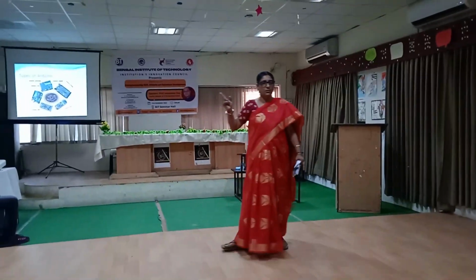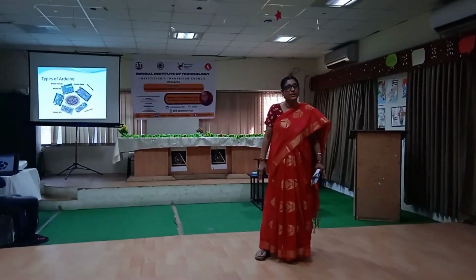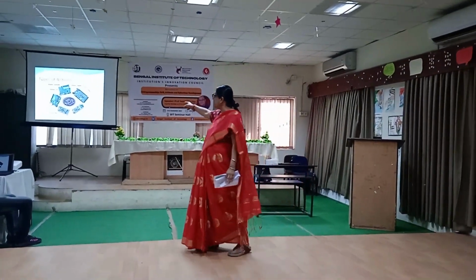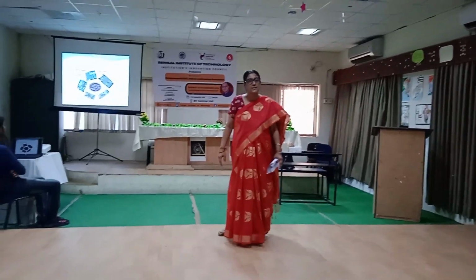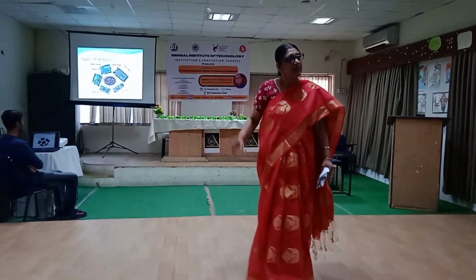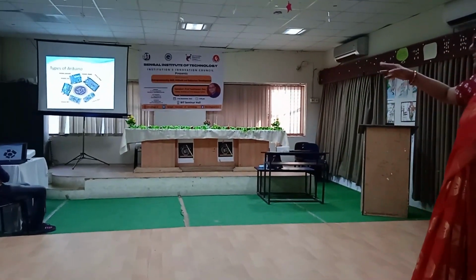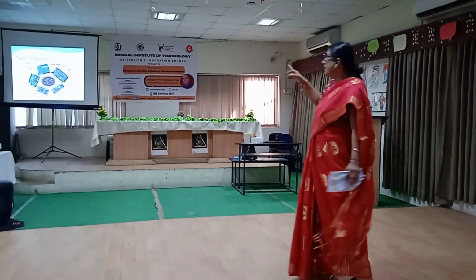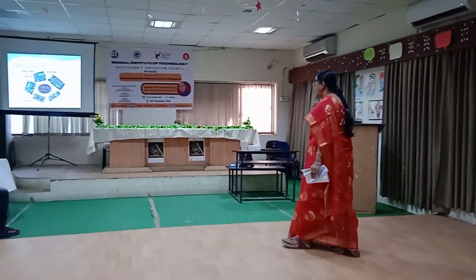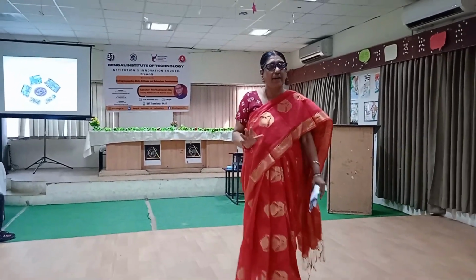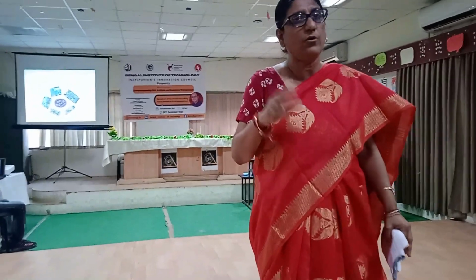Okay, next slide please. So, types of Arduino. What types is Arduino having? See, 1, 2, 3, 4, 5, and one in between. How many types? 6. So what are they? Arduino Leonardo, Arduino Uno, Arduino LilyPad, Arduino Mega, Arduino Mini, and Arduino Nano. So 6 types of Arduino can be found here.